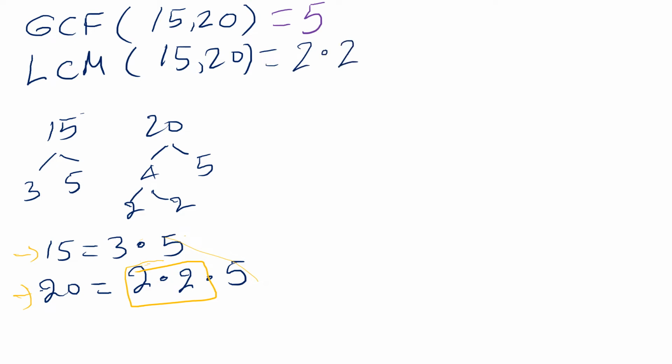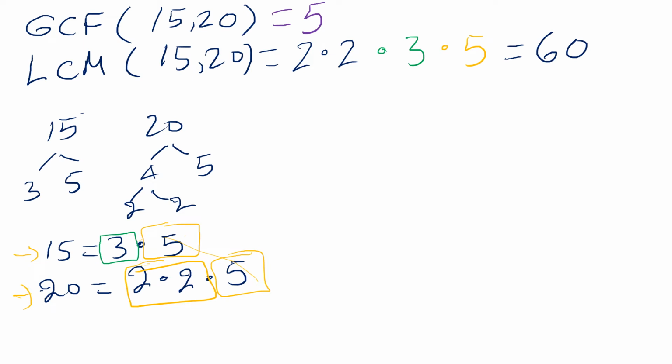Then I move to the next factor. I have 3. It shows up in 15, but it doesn't show up in 20. So I'll just take it once. Same thing for 5. It shows up once, and it shows up once, so we'll just take it once. So this gives me 2 times 2, which is 4, times 3, which is 12, times 5, which is 60.